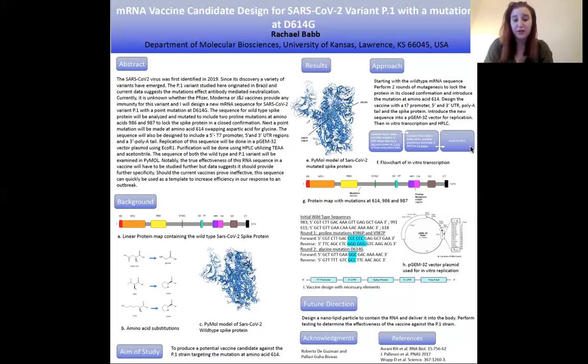So following purification in the future, if this sequence was to be used for a vaccine, a nanolipid particle would need to be designed to contain the RNA and delivered into the body. Additionally, testing would need to be done to determine the effectiveness of this vaccine against the P1 strain and the safety for the human body.